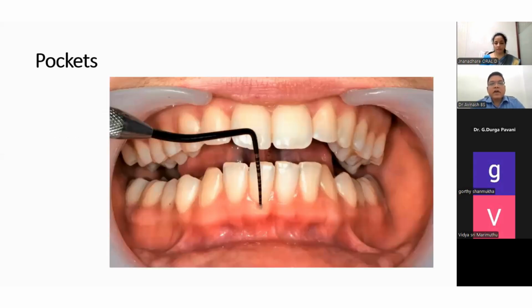Let's see how to detect a pocket. You all have studied this at your undergraduate level, but let me refine this a little bit and tell you how to record the pocket correctly. As we see in this picture, the tine of the probe should be parallel to the long axis of the tooth. Only then you'll be able to detect the pocket. Also measure all the surfaces, not only the interdental areas. You need to record the pocket on all the surfaces. Only then you'll be able to detect whether a pocket is present or not.